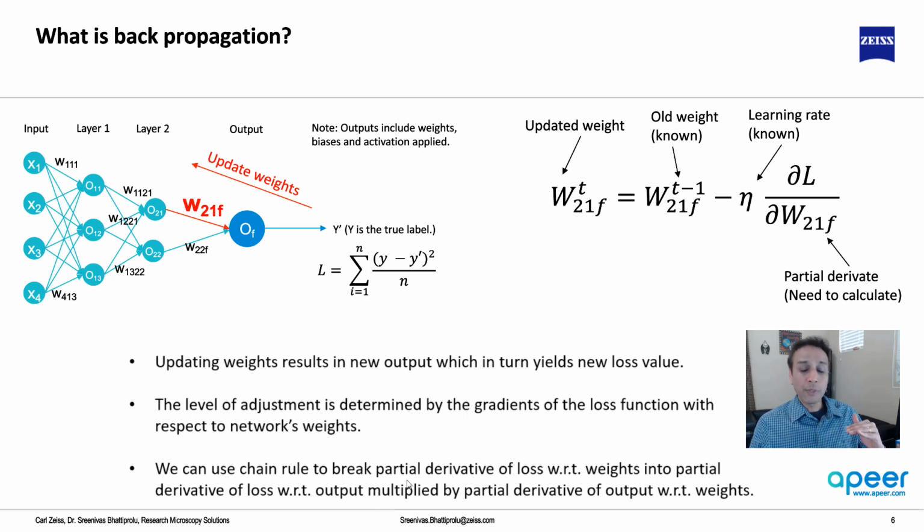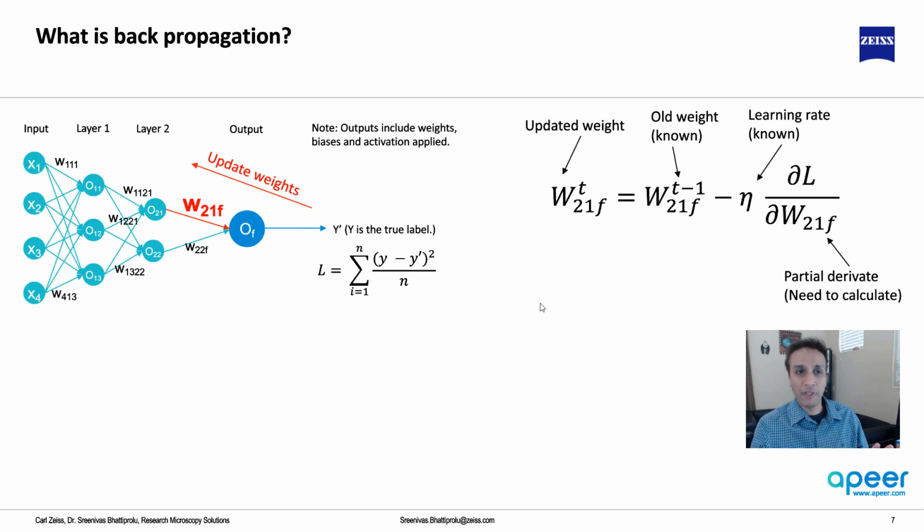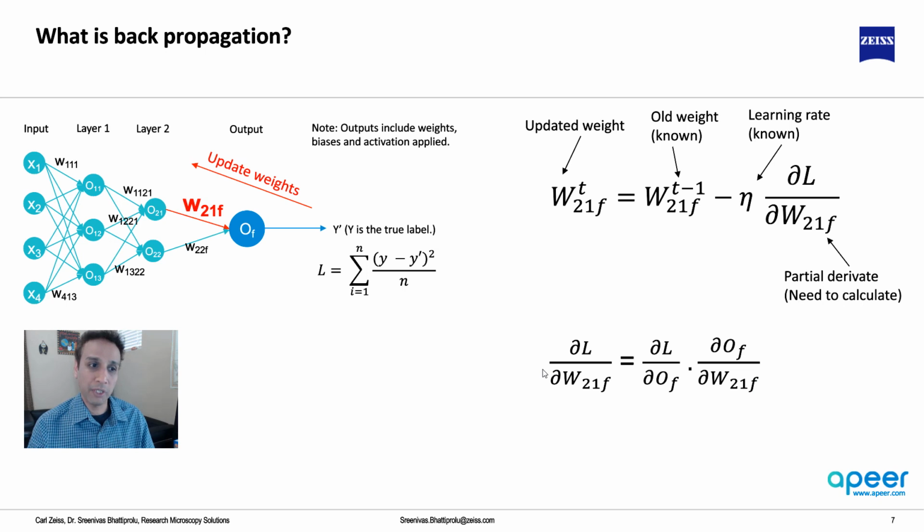The chain rule is breaking the derivative of loss with respect to weight into individual partial derivatives: loss with respect to output, and output with respect to weight. Now let me put this in the form of an equation so we don't have to use so much English. All we are saying is that the partial derivative of the loss function with respect to this weight is nothing but the derivative of loss with respect to output times the derivative of output with respect to weight. That's it. You see how we are doing this backwards?